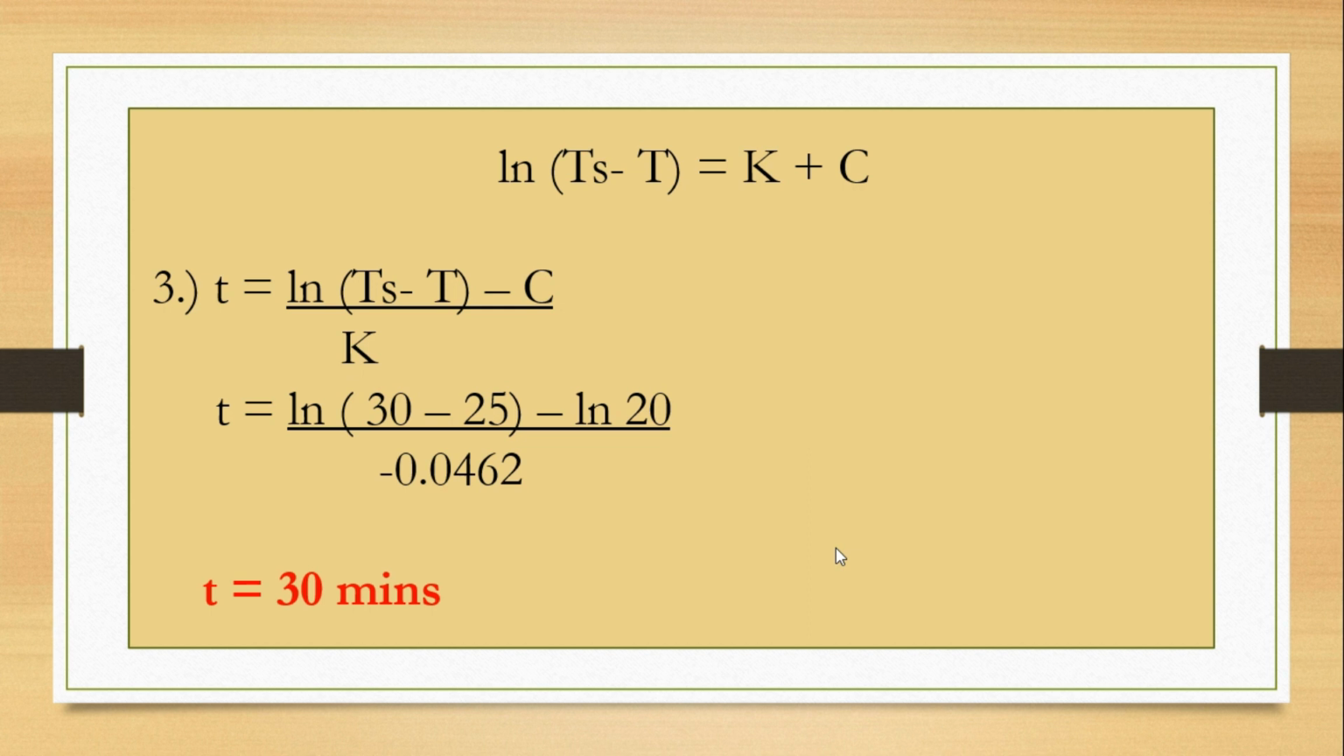So that's it. The answer would be t is equal to 30 minutes. Meaning to say that we need a 30-minute period in order to get a temperature of 25 degrees Celsius. So I think that would be all.